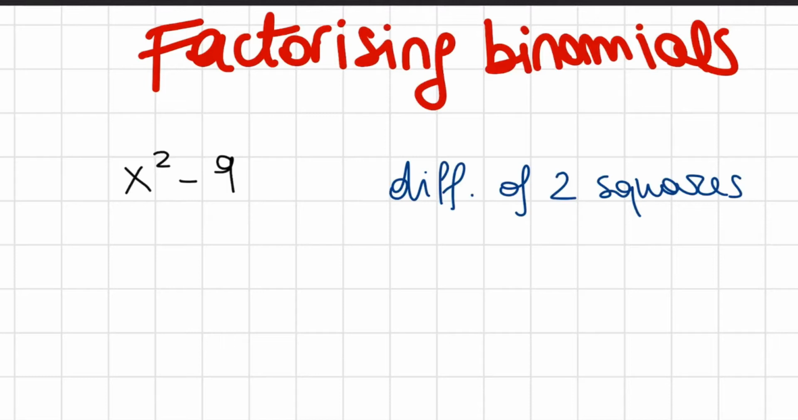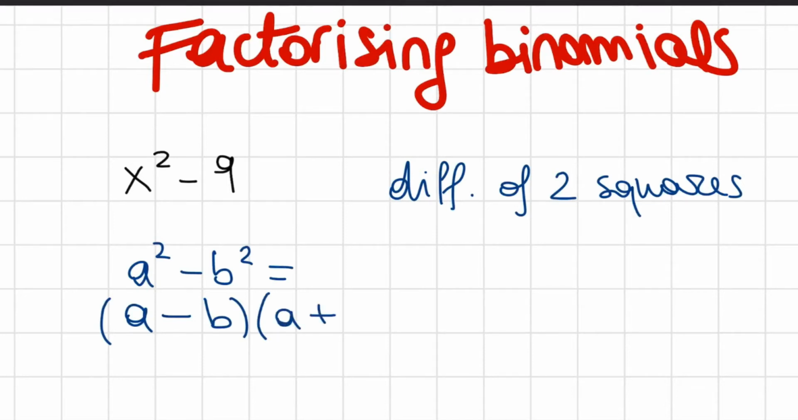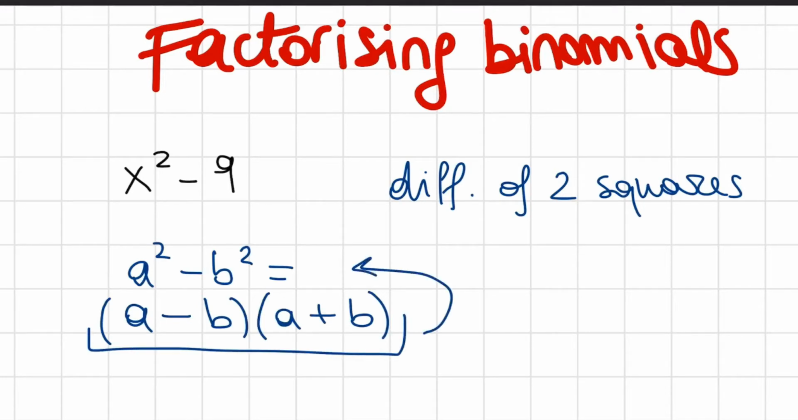Let's first consider any numbers. Suppose you're faced with a squared minus b squared. The rule says that to factorize this, you first find the square root of the first term, a, minus the square root of the second term, b, times the square root of the first term, again a, plus the square root of the second term, b. So this is how you turn it from a difference to a product. Likewise, if you're faced with this, you can turn it into that. These things work vice versa.